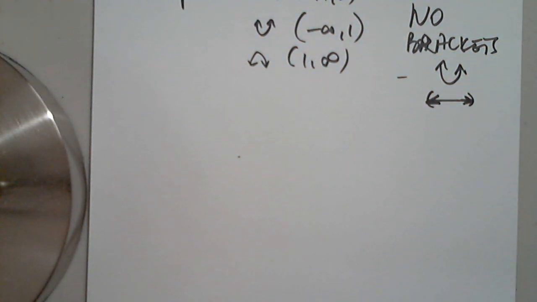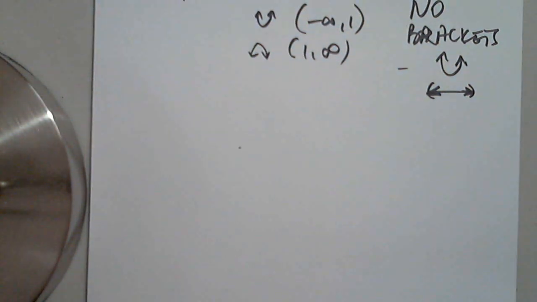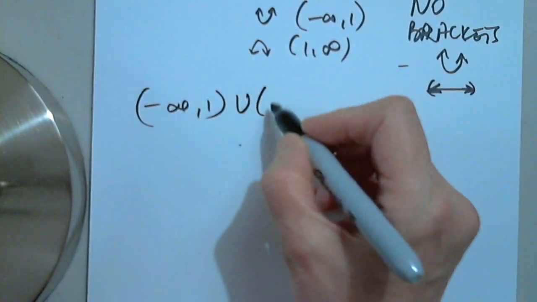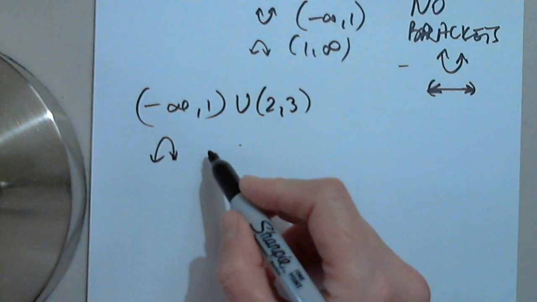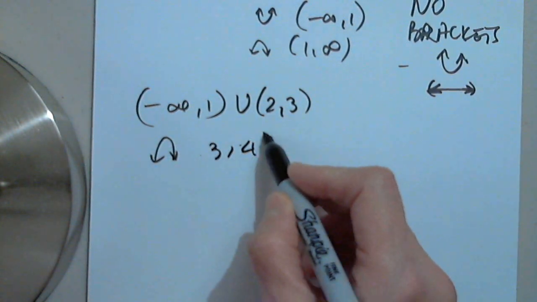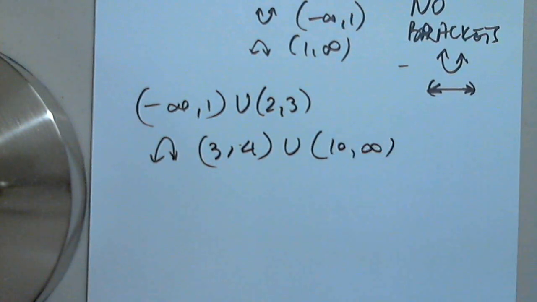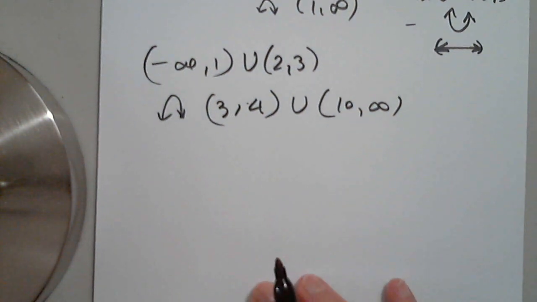What if I had 2 parts of a graph that either concave up or concave down? Right, so I will write negative infinity to 1, union 2 to 3. And I will write, I don't know, 3 to 4, union 10 to infinity. Got it. I just wanted to make sure if we use a union or comma there. Yes, we use the union.